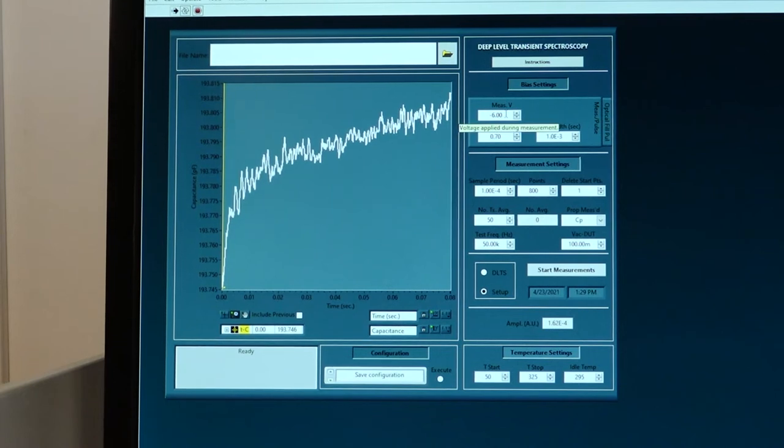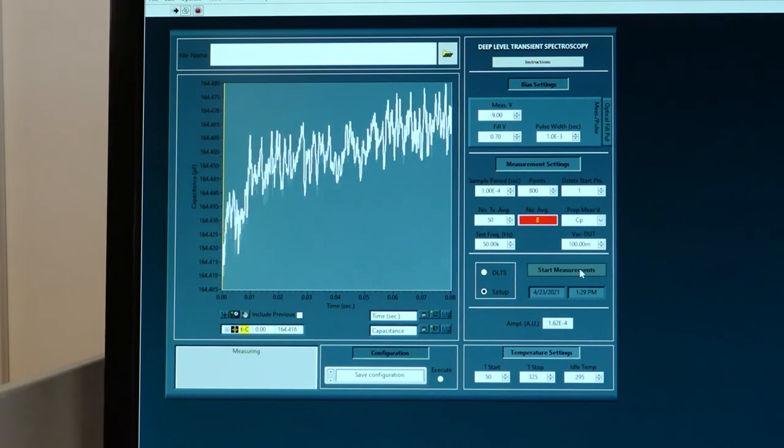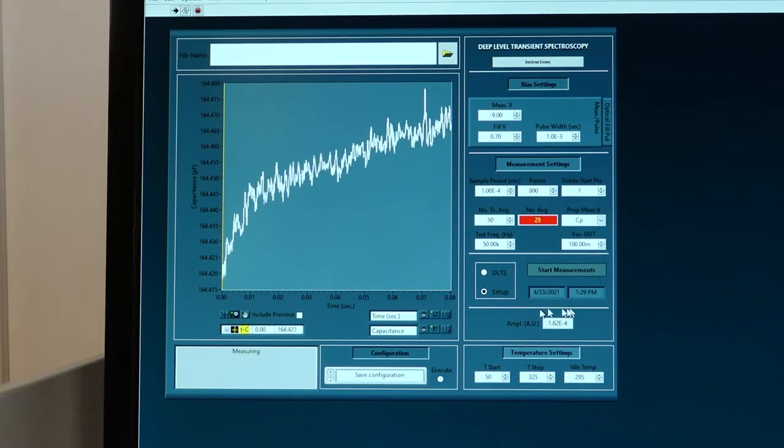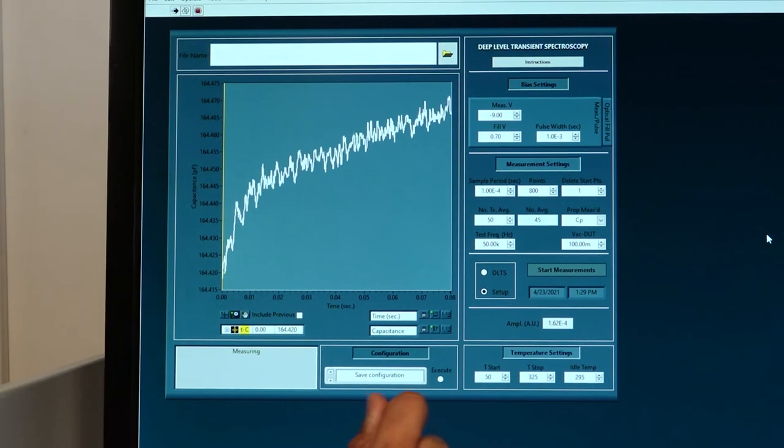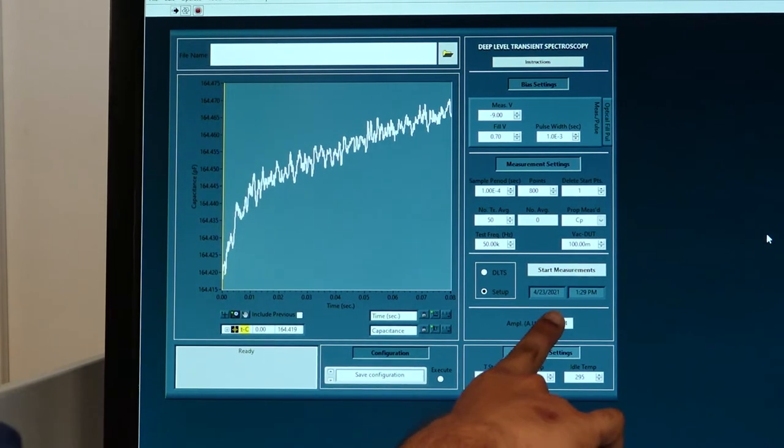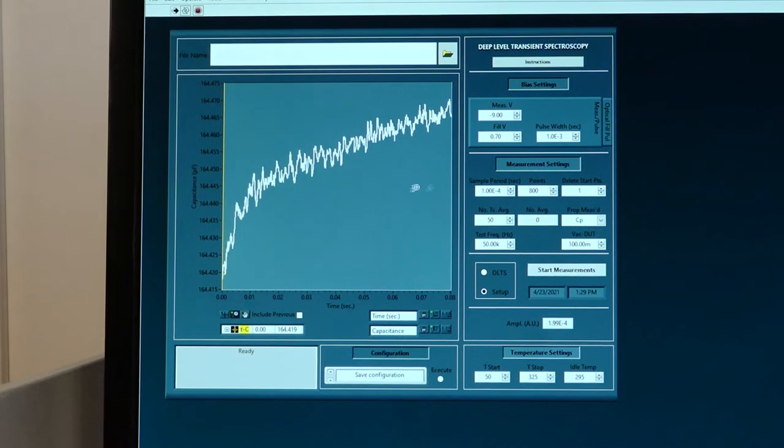Let us also see how the measurement voltage, that is the reverse bias voltage, affects the amplitude. Let us go to a bit higher reverse bias, let's say to minus 9, and see how effective it is. So this has improved the signal to 1.99 from minus 4. So let us work with these numbers.